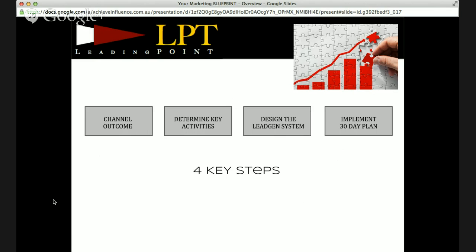The first is determining your channel outcome. We then determine the key activities that we need to engage to achieve that outcome. From there, we then design the lead generation system where we map out each particular step over a process overview. And once we have agreement, we then implement that marketing plan and system, and we measure and test and review that from week to week over the following 30 days. So let's have a look at a little bit more detail in each of the key steps.